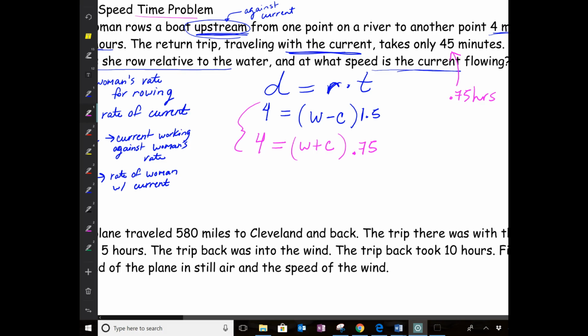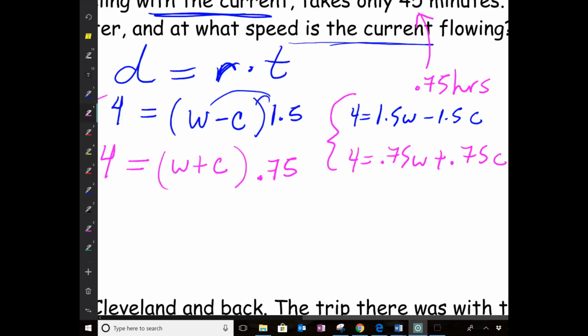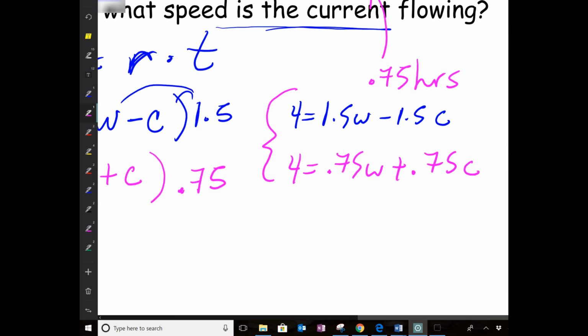Just distribute? Okay, so if we distribute, there's no real wrong answer or right answer. We would have 4 is equal to 1.5W minus 1.5C. And the second equation would be 4 is equal to 0.75W plus 0.75C. So here's my system. The numbers are nice and lined up, so elimination might be a nice one to use.